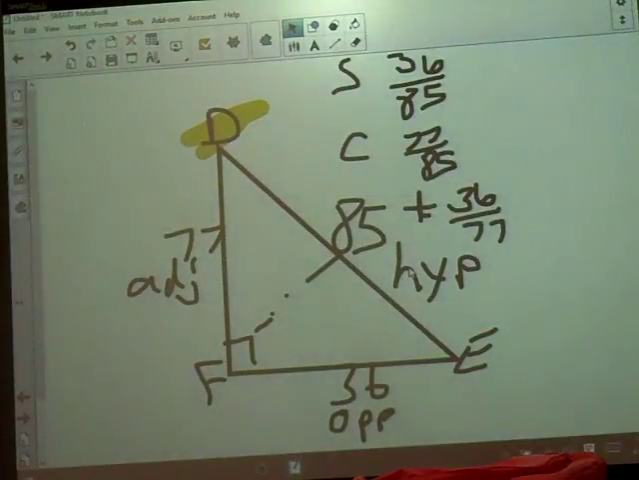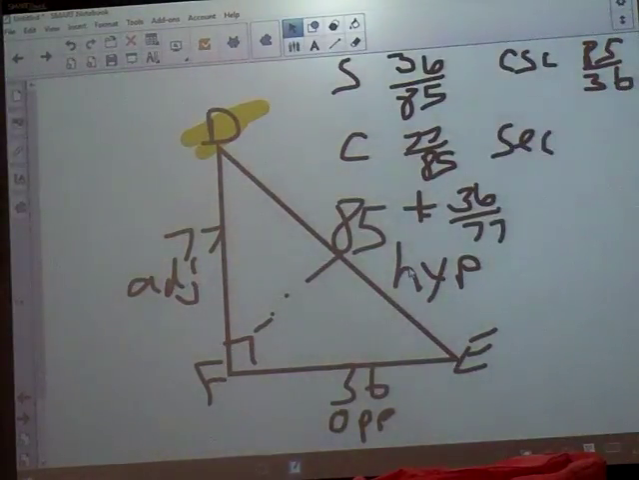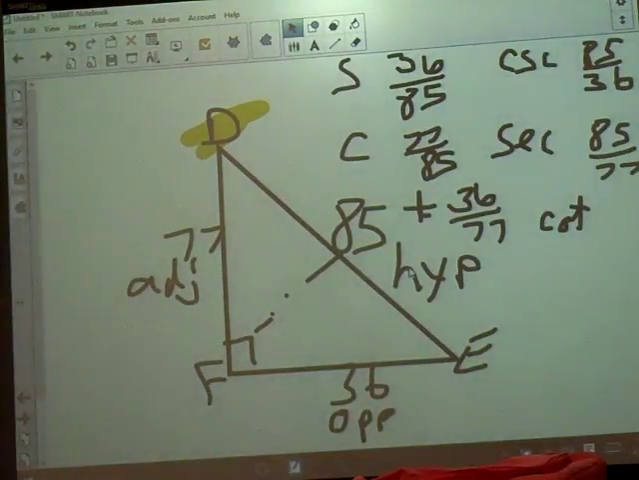Okay. Now, once you get those three, it's easy to get the reciprocals because you just flip them. So cosecant, I flip sine. So flip it to 85 over 36. Secant, I flip cosine. 85 over 77. And cotangent, I flip tangent. 77 over 36. I know most of y'all are probably already done taking the ACT.